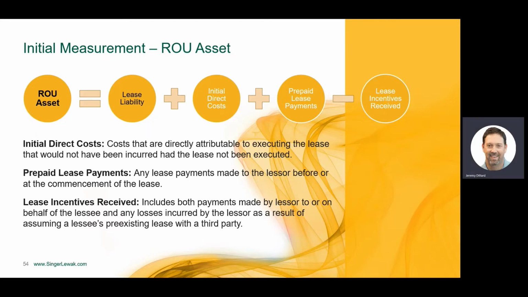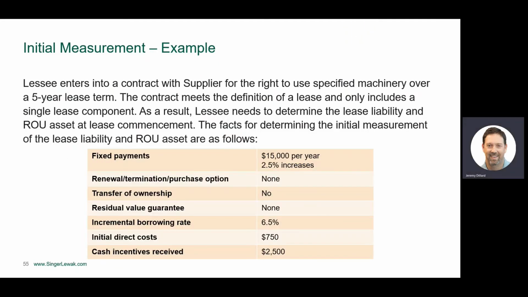Regarding lease incentives received, this could include a tenant improvement allowance or the lessor's reimbursement of taxes or moving costs. While this may seem confusing, I think an example will help illustrate the concept.